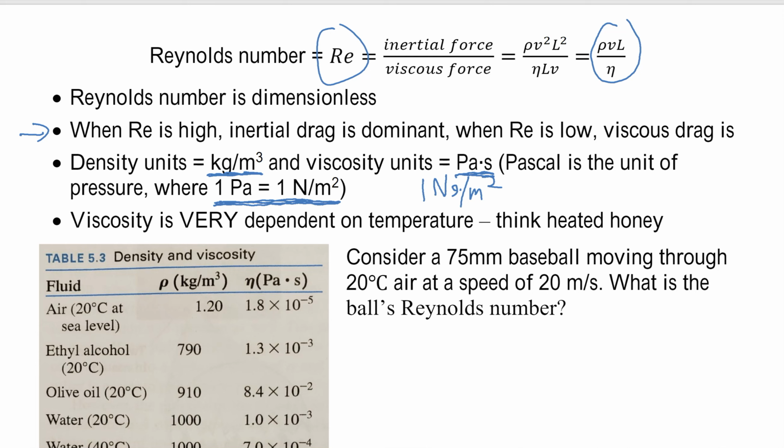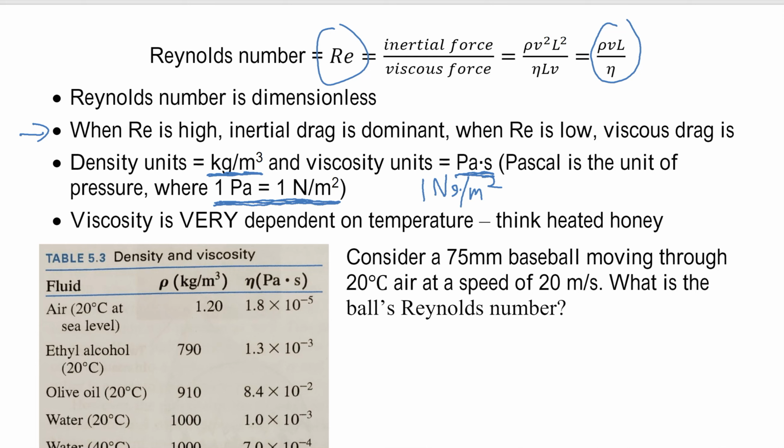Viscosity is very dependent on temperature. If you've ever heated up honey, honey is very, very tough when it is cold. But if you heat up honey, honey is very liquidy when it's warm. So warm honey would be less viscous and more fluid. So the viscosity would drop as honey is warmer, and the viscosity would increase as honey is cooler. So therefore, the Reynolds number would be higher with warm honey and lower with cold honey.